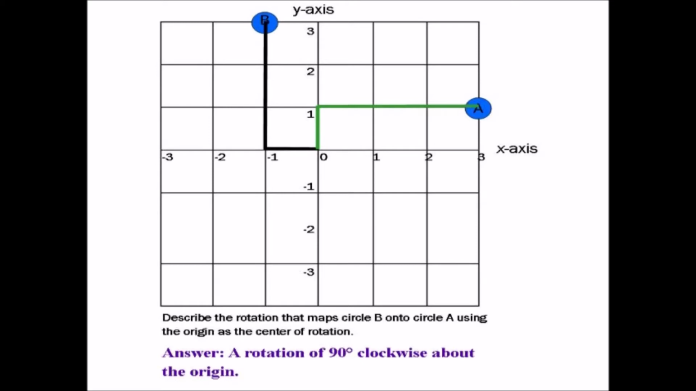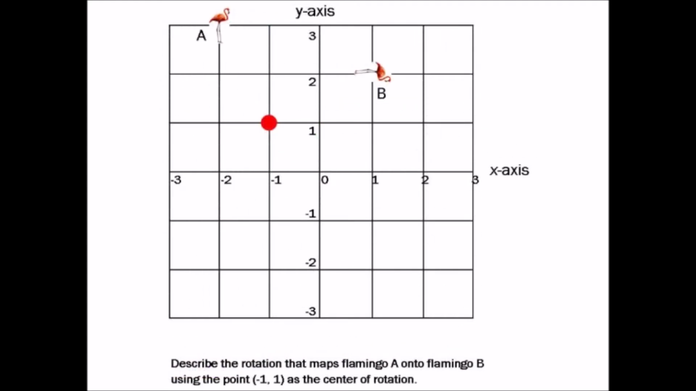Okay, this is different than the first one where we went counterclockwise. This one is going clockwise. So it's a rotation of 90 degrees clockwise about the origin. That's how you would describe it. And notice we had to use certain terms.